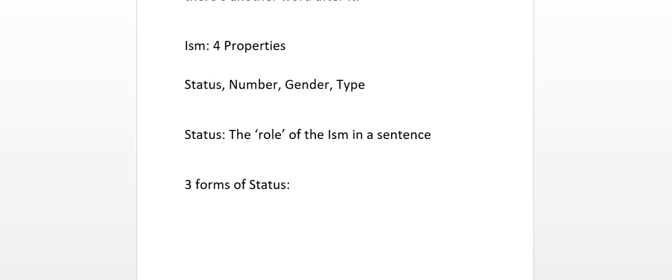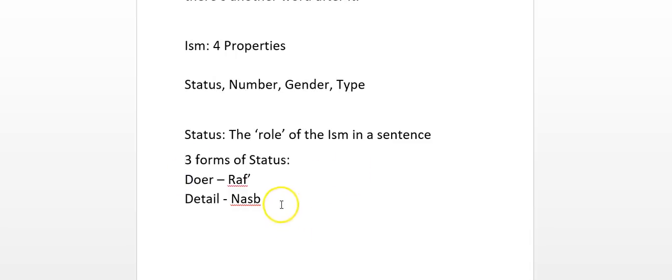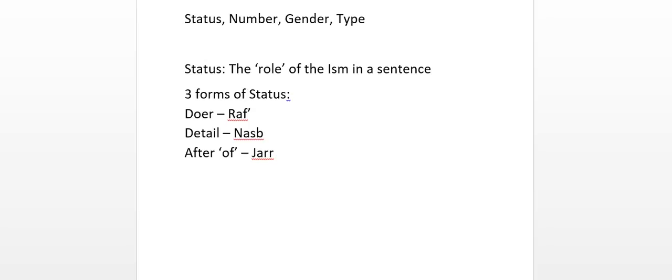Okay, firstly we had the doer, which in Arabic we call the rafa. Then we have the detail, which is called the nasb. And then we have the after of, which is jar. Okay, so let's look at a sentence now, and we're going to try to figure out if we can identify where the doer is, where the detail is, and if there are any after ofs as well.